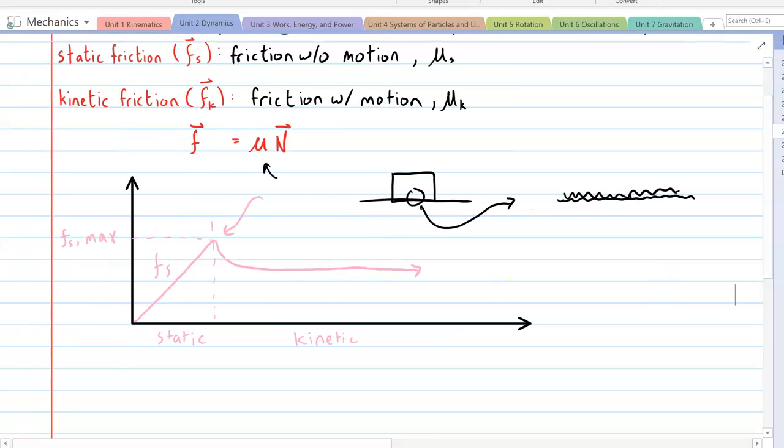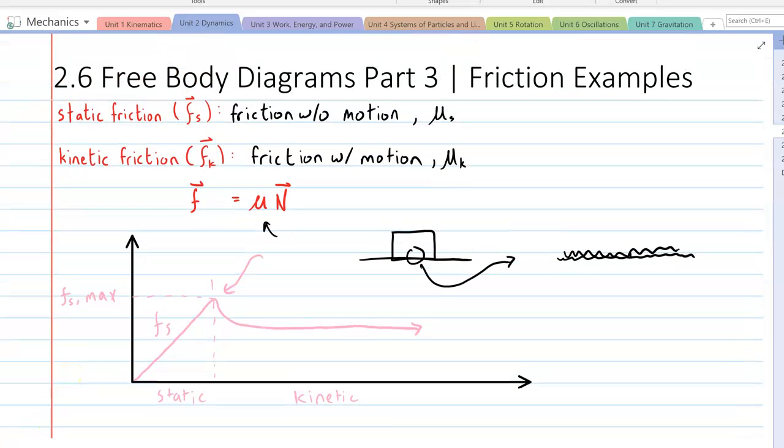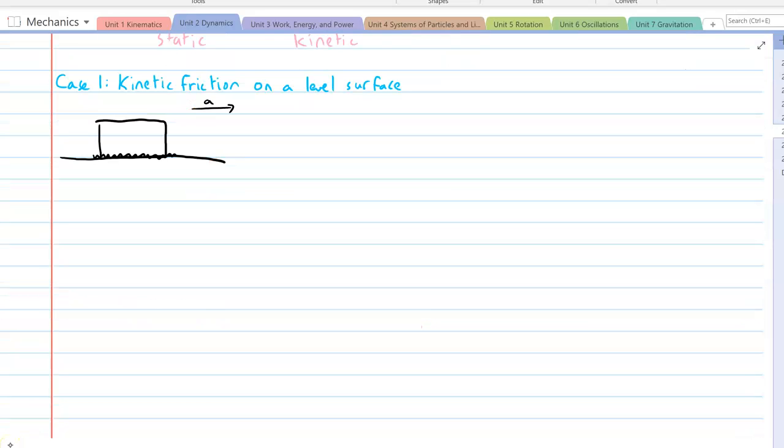So we're going to be looking at two examples of free body diagrams with friction. So here's the first case, kinetic friction on a level surface. I described this with this picture here where the squiggly lines indicate that there's a rough surface along this path, right? We are pushing the box with a force of this much. We're going to call this our applied force, so I'm going to give it this name, F sub A.